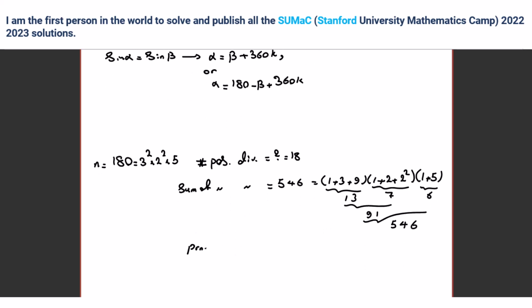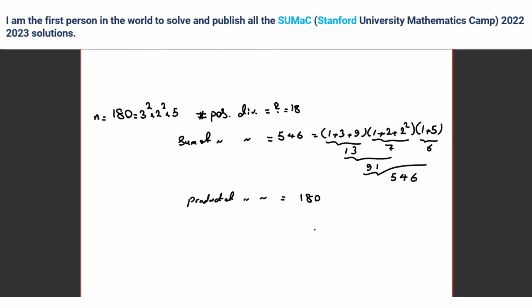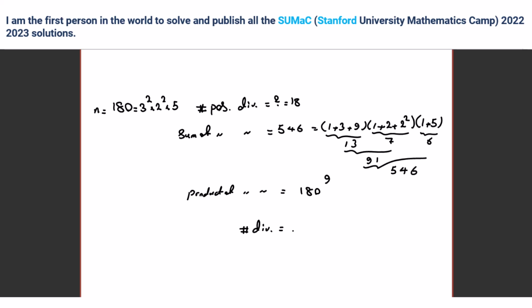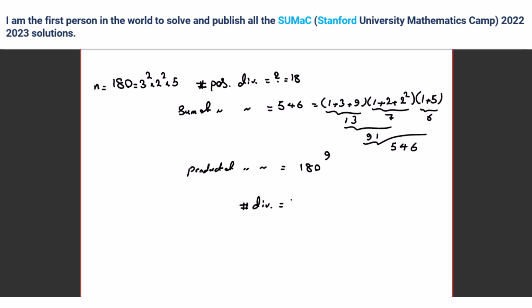Product of positive divisors is what? 180 to the power of 9. Yes. Now, number of divisors is what? Number of divisors times 2. Yes. So it is what? 36.